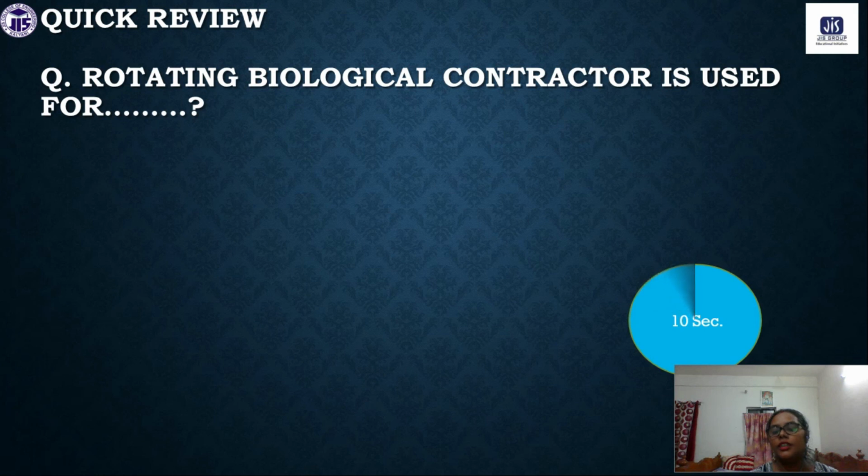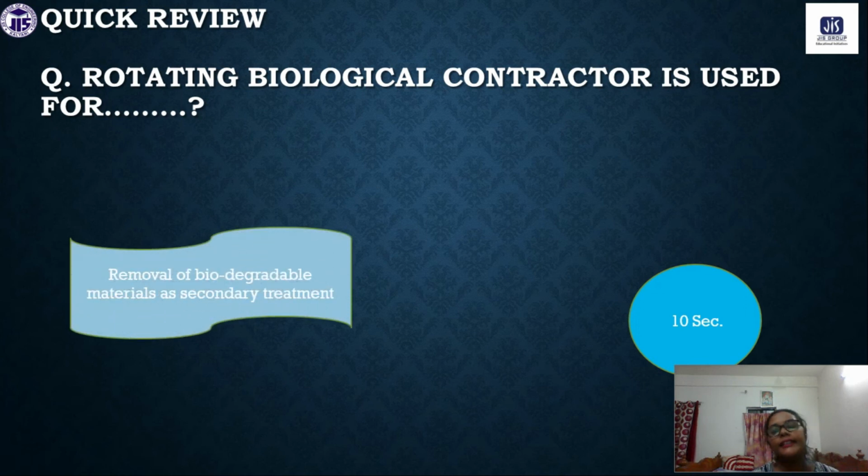Yeah, your 10-second time is over, and you are absolutely right. The answer is biodegradable materials. Whatever organic biodegradable materials we have in the water, for their removal we use the rotating biological contactor, and that is the secondary treatment, the secondary step of wastewater treatment.